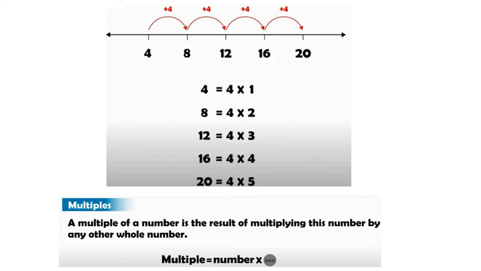So all these numbers, we say that these are multiples of 4. If I add 4 each time, the number is going to be a multiple of 4. So a multiple of a number is the result of multiplying this number by another whole number. A multiple equals a number times any other number. So the multiple is the answer of multiplying.